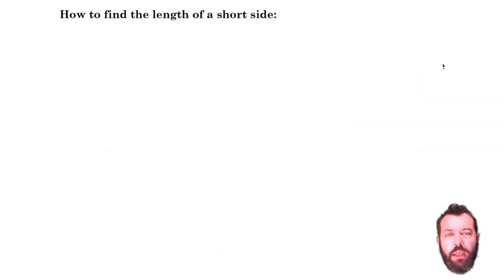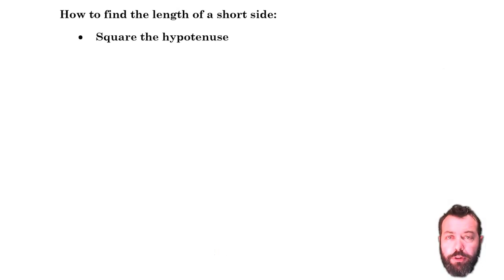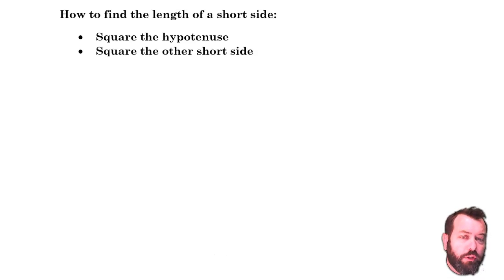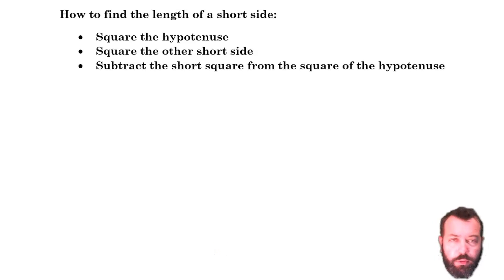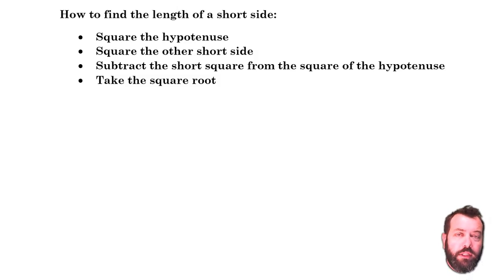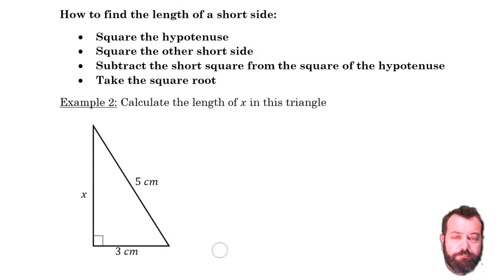Sometimes, however, we need to find a short side. We've got the hypotenuse and one of the other sides, but I want to find the length of the unknown short side. So what we do is we square the hypotenuse, then we square the other short side, and take that away from the square of the hypotenuse. So we square the two sides and we subtract them. Then we take the square root. So to find the hypotenuse, the longest side, we add the squares and take the square root. To find the length of a short side, we square the two sides and then subtract them before taking the square root.